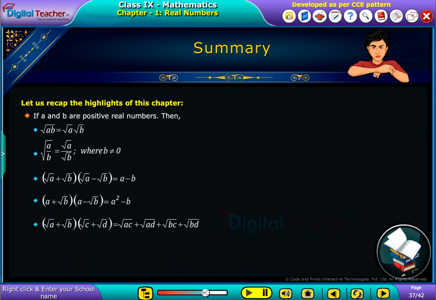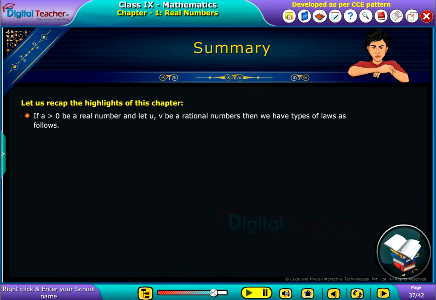Root a plus root b into root c plus root d is equal to root ac plus root ad plus root bc plus root bd. Root a plus root b whole square is equal to a plus 2 root ab plus b.